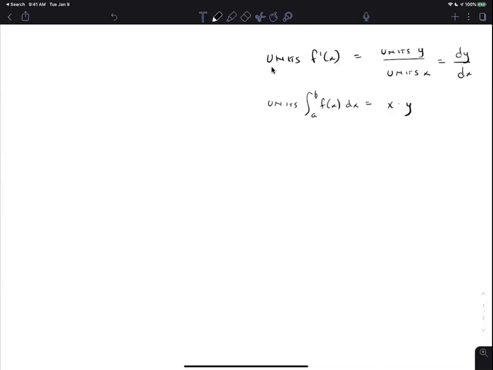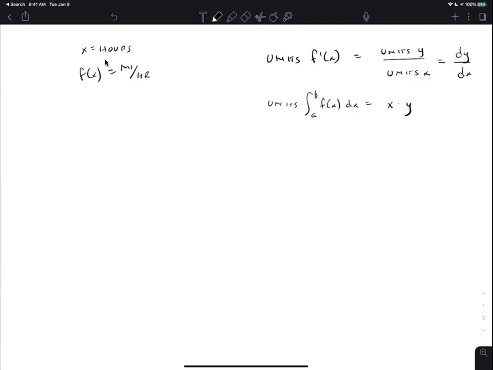Yesterday, if we remember, x was hours because you were driving a car, and y, or f of x, was miles per hour, because I told you that y was the velocity. So what that means is then the derivative was what? If I do y divided by x here, what were the units on the derivative? Miles per hour squared, yeah, because you do miles per hour divided by hours, that's miles per hour squared. That meant that it was then acceleration.